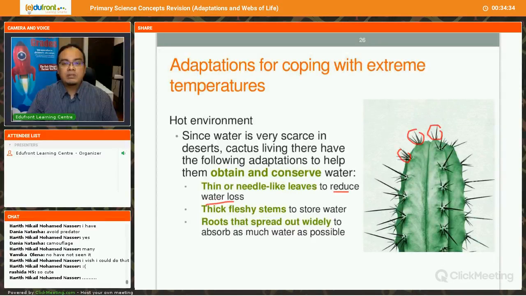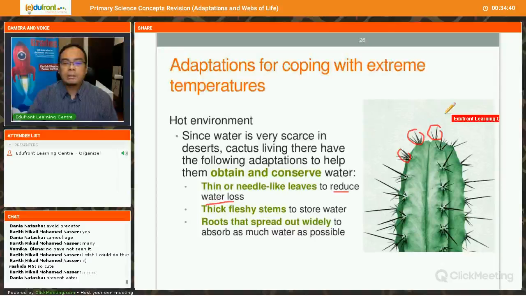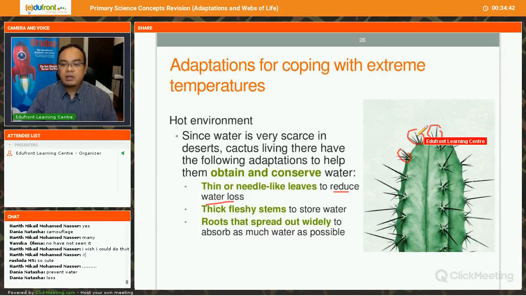We know the function of stomata. Number one is the exchange of gases. Number two, for it to lose water. So when it has smaller leaves, or leaves with very small exposed surface area, it helps the plant to lose very little water.